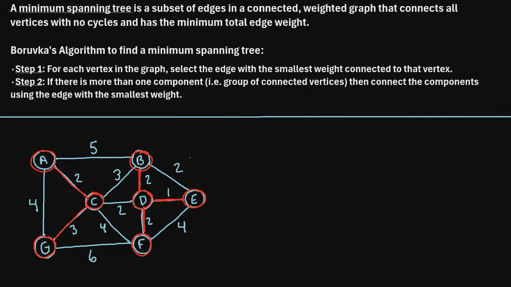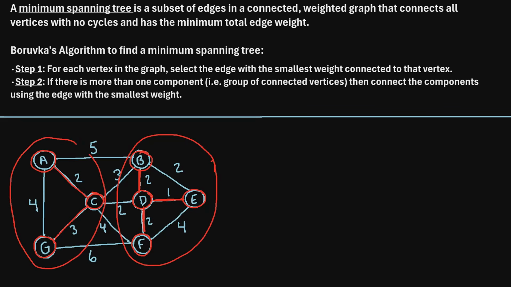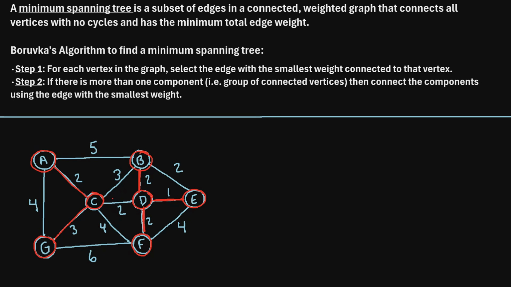So we can see that after we completed step 1, we have 2 components here. So here's one group of connected vertices, and here's another group of connected vertices. What we want to do is connect these 2 components using the edge with the smallest weight. So we can see there's a few choices. We could use this edge right here to connect the 2 components, or this edge, or this edge, or this edge, or even this edge. So the one with the smallest weight would be this edge right here, which has a weight of 2.